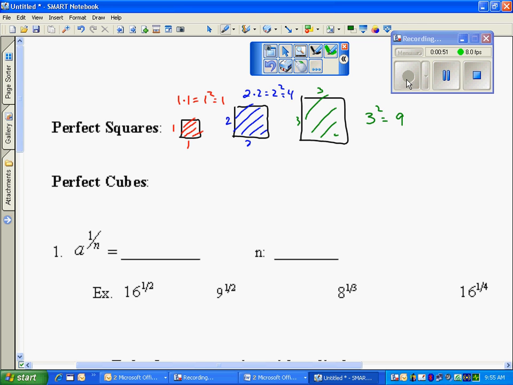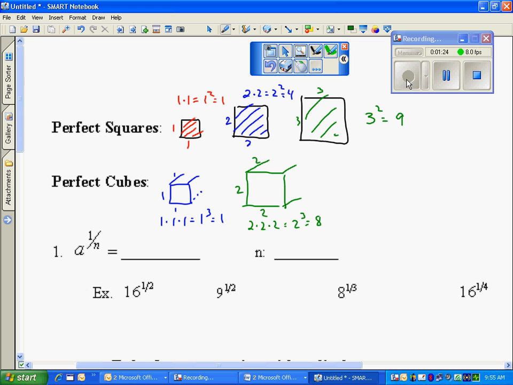Then we have an idea of a perfect cube. So now we can see things in 3 dimensions. So I have a 1 by 1, but now I have this section that goes back. So when I look at this, it's 1 by 1 by 1, where the volume of this is 1 cubed, which is 1. Making a little bit bigger cube, we'll say this cube is 2 by 2 by 2, and finding the volume of that, you multiply the 3 dimensions, you get 2 cubed, which is 8.